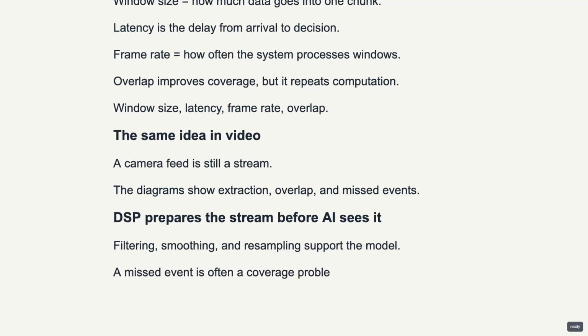When a short command or wildlife call gets missed, the failure may start long before classification. If the windows are too sparse, the model never had a fair chance to see the event at all.